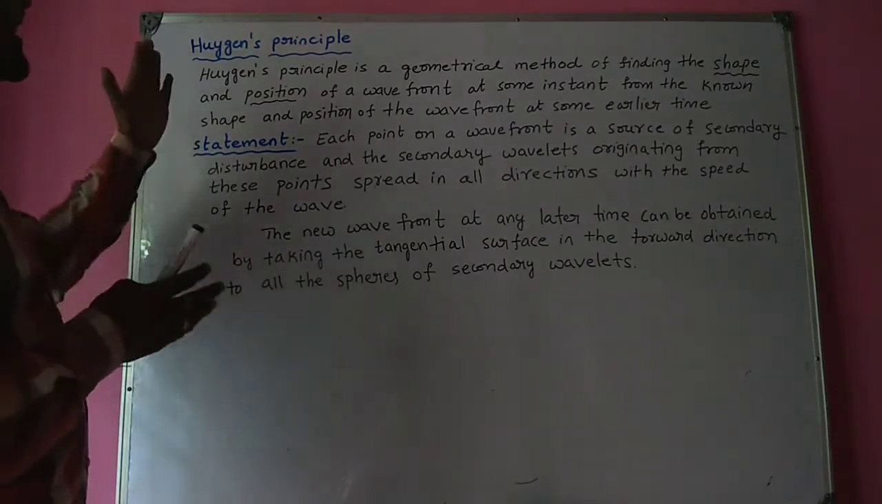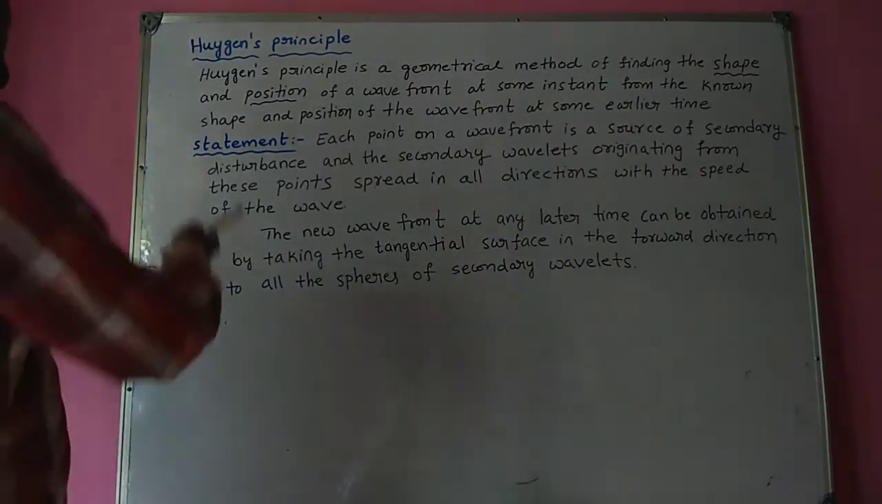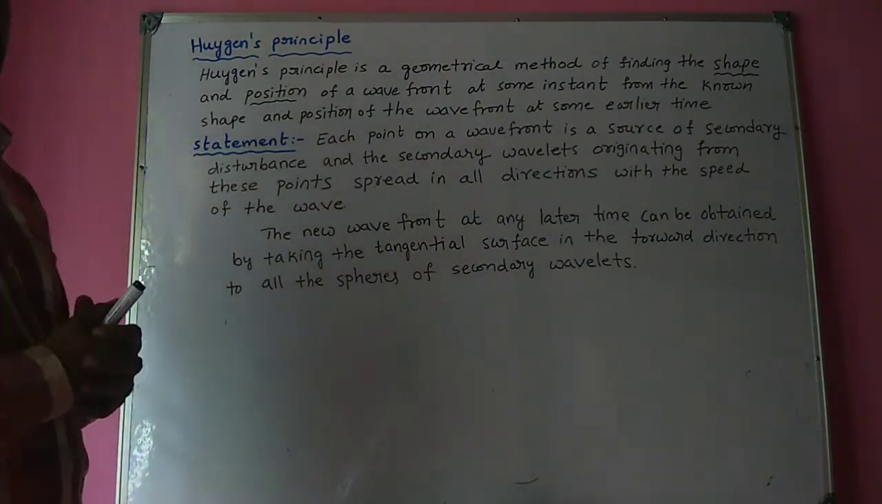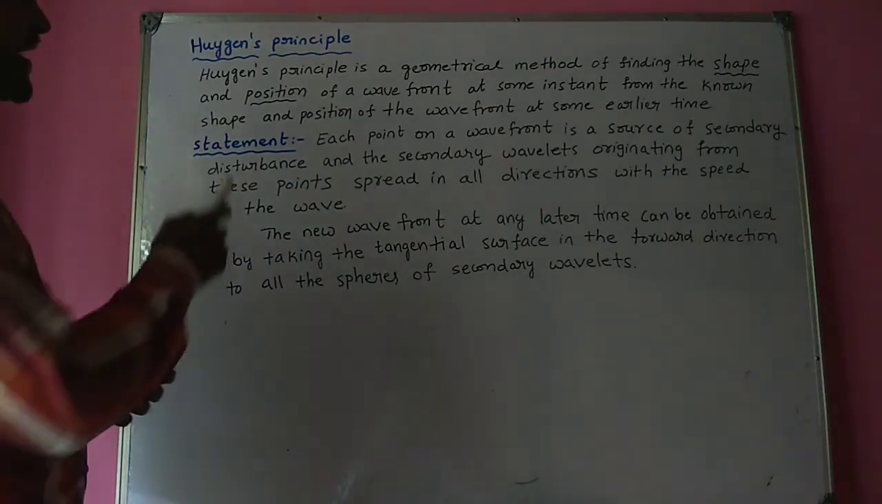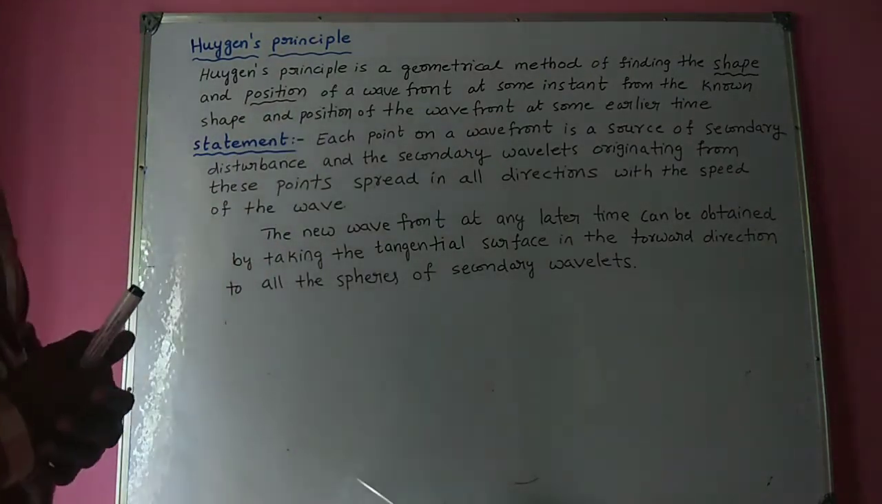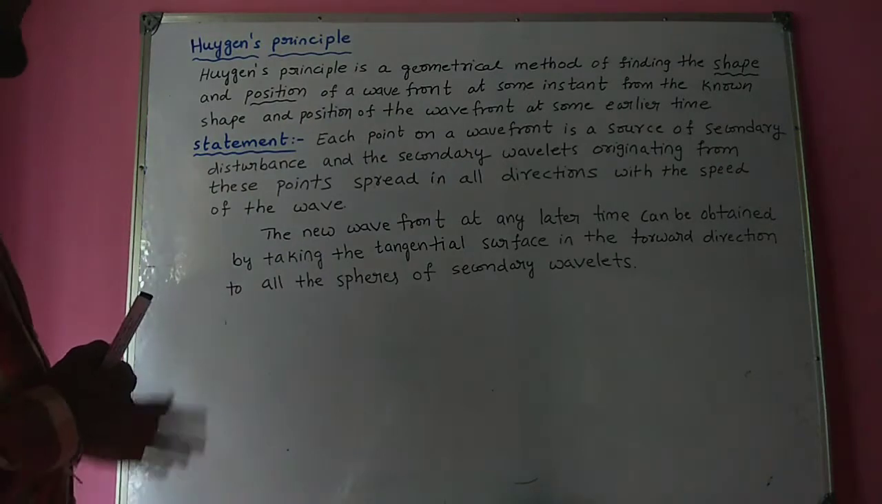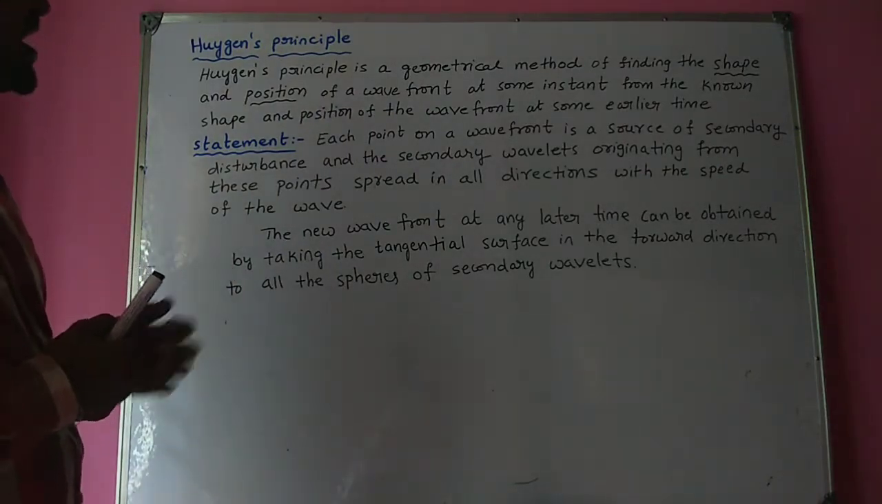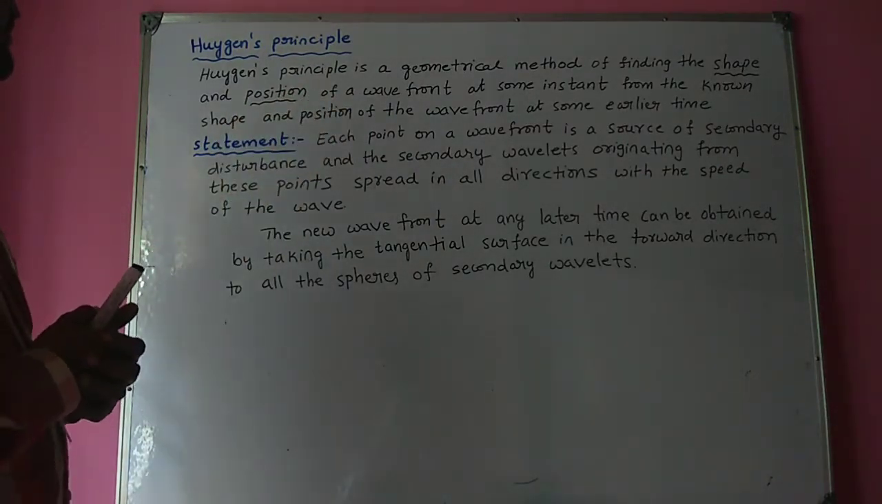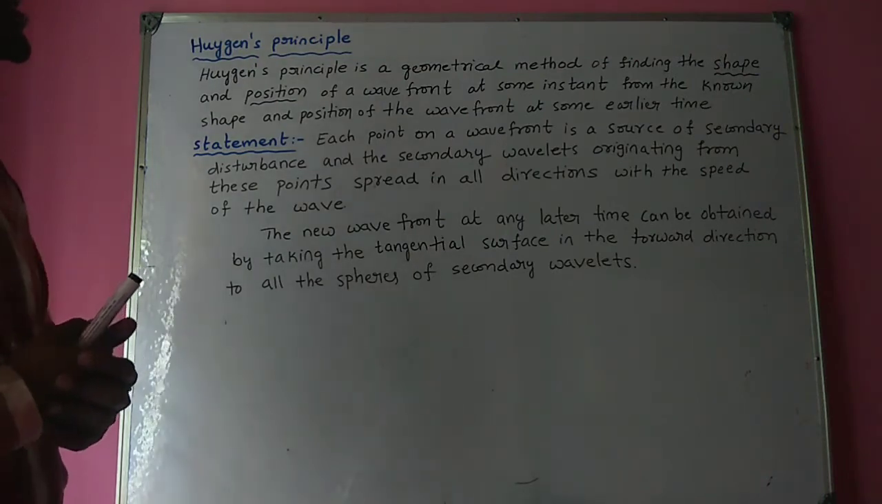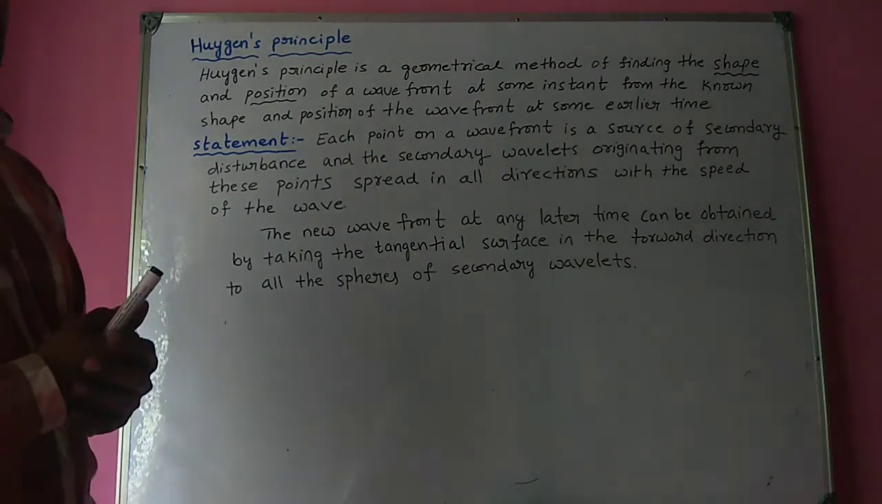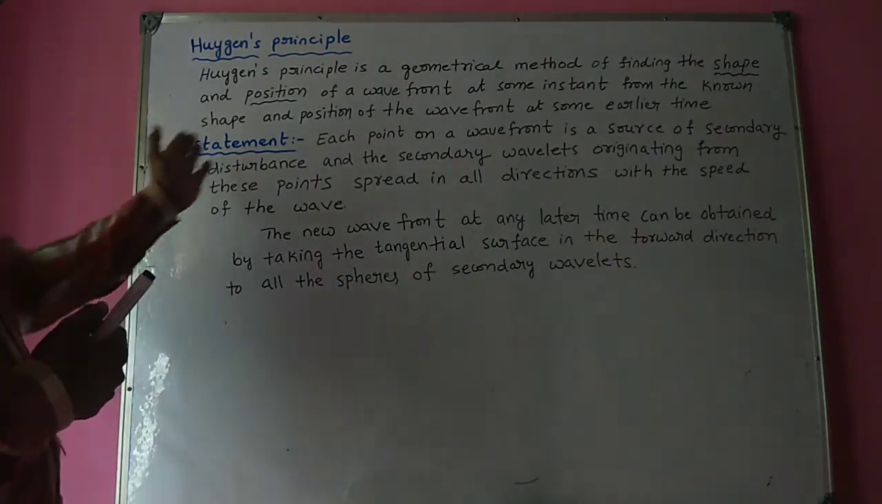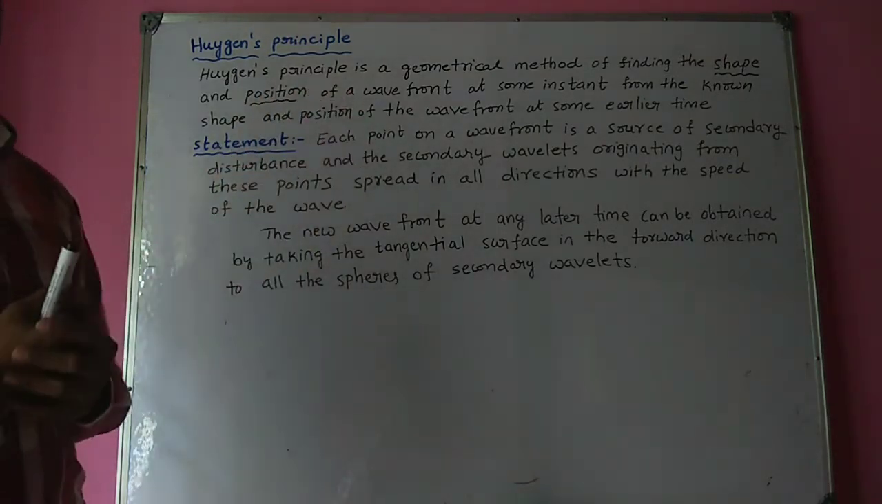Why do we use Huygens principle? Next, what is the statement of Huygens principle? The statement is, each point on a wavefront is a source of secondary disturbance, and the secondary wavelets originating from these points spread in all directions with the speed of the wave. This is the statement of Huygens principle.